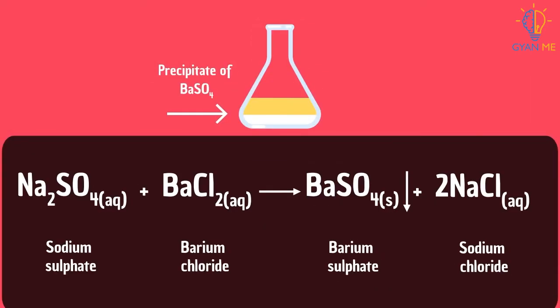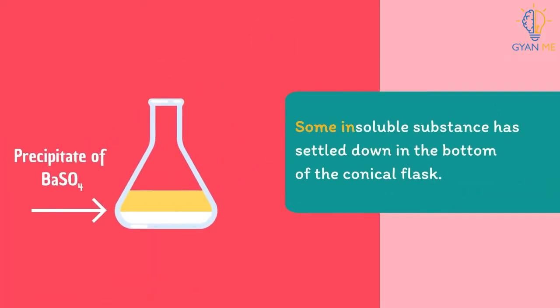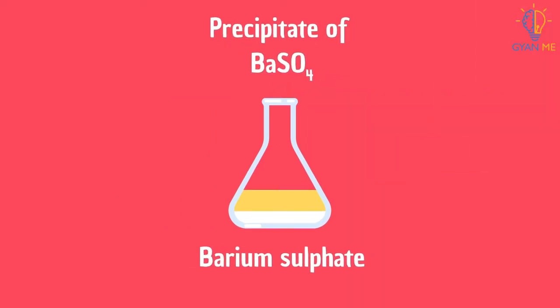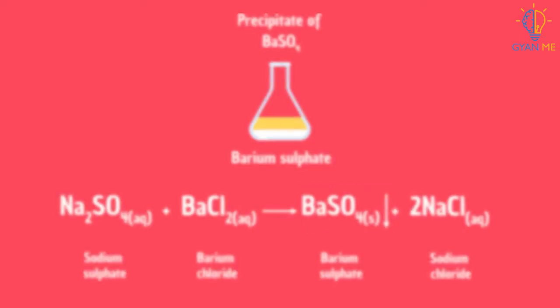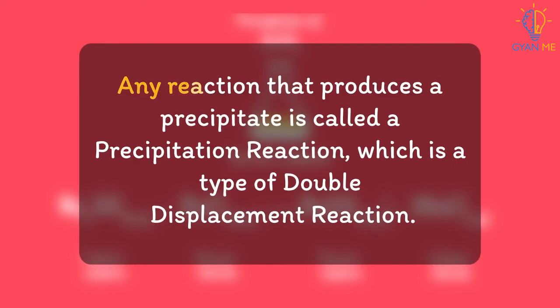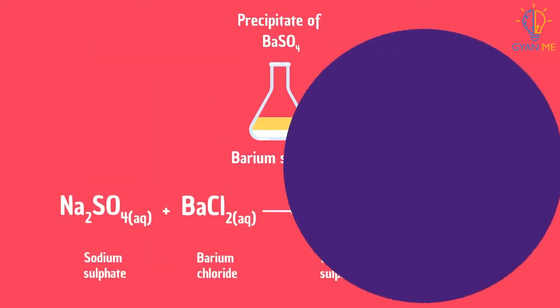Students, did you observe anything special in the reaction? Yes, you observed it right, that some insoluble substance has settled down at the bottom of the conical flask. This substance is called a precipitate. You already know that in a chemical equation, precipitates are shown by a down arrow, as we have shown in our equation. Any reaction that produces a precipitate is called a precipitation reaction, which is a type of double displacement where an insoluble compound is formed as a product.